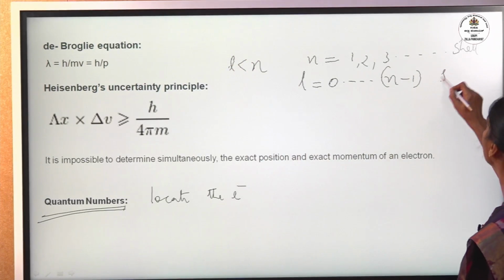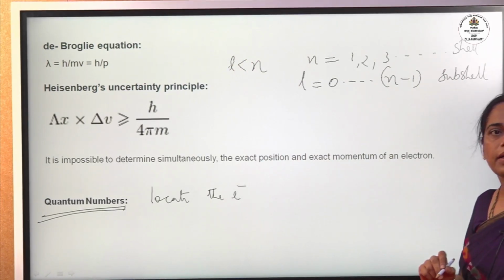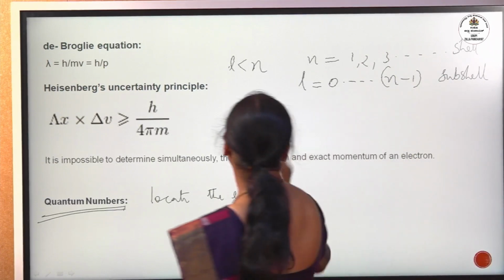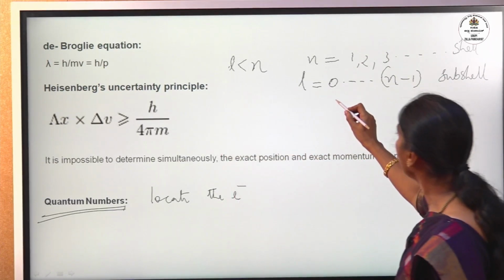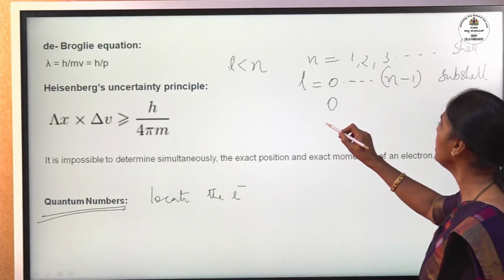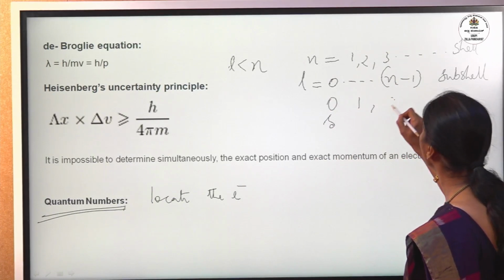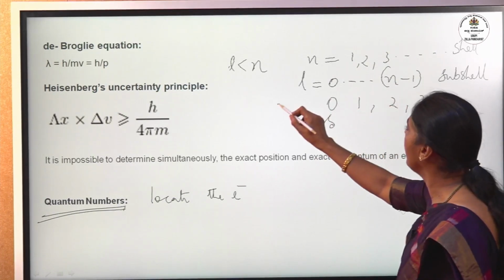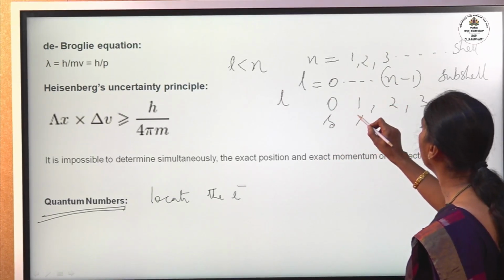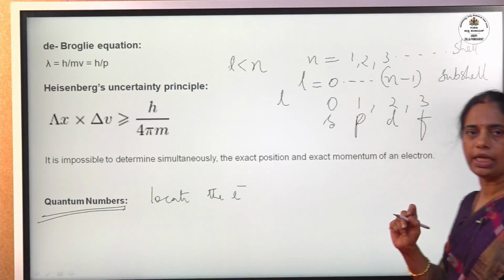This defines the subshell of the electron. So if we have 0 value for the azimuthal quantum number, the subshell we get is s. 1, 2, 3 l values mean respectively we get p, d, f subshells.